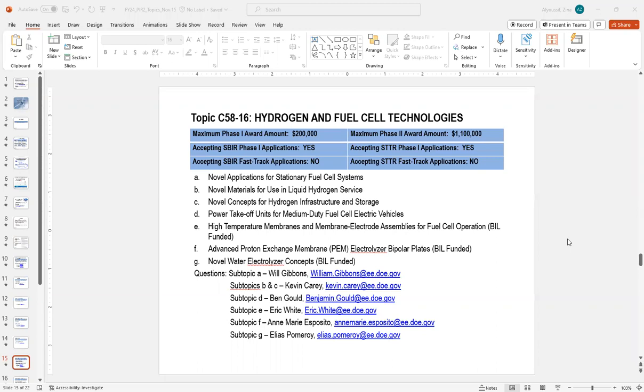There is a question, but it just says for 16. I'm going to read it anyway. How likely are fundamental atomic molecular modeling advances with very low TRLs to be considered responsive? For this specific project, we're not really looking for modeling. We're really looking for new materials or systems. Thank you so much. No further questions.